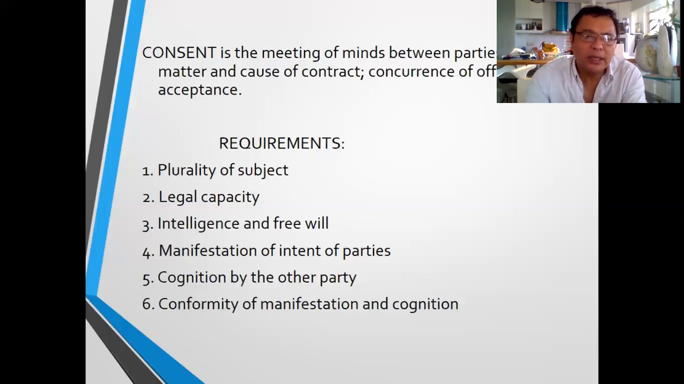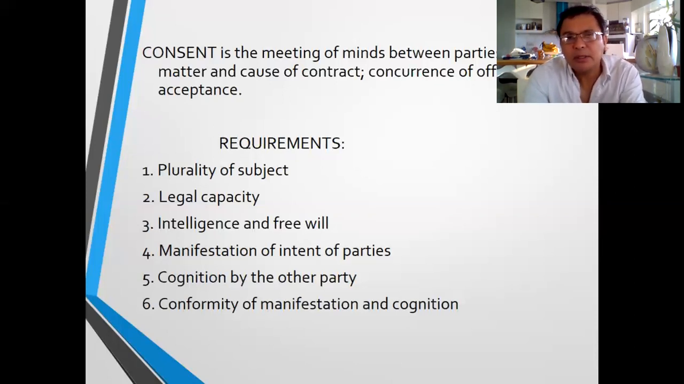Number three, the intelligence and free will of consent must be present. Meaning if the person is giving consent at the moment, he or she must be intelligent and freely given. So it must be voluntary, not compelled by any vices or force or intimidation or violence. Number four, there must be manifestation of the intent of the parties.